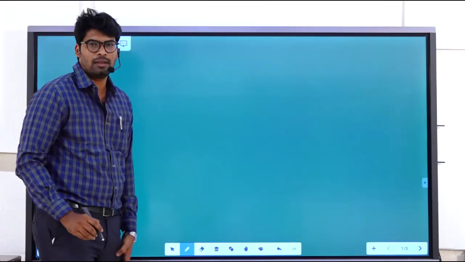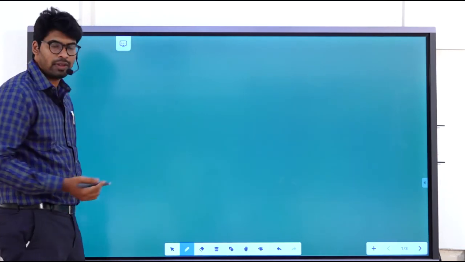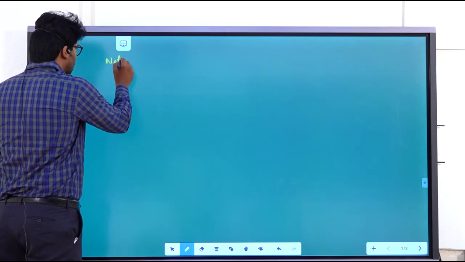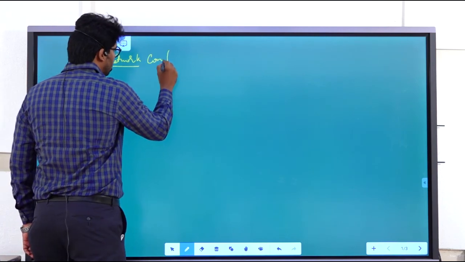So welcome back, guys. In this session, we'll see different configurations of networks. So, network configuration. To solve two-port networks, we need to know what the network configurations are.